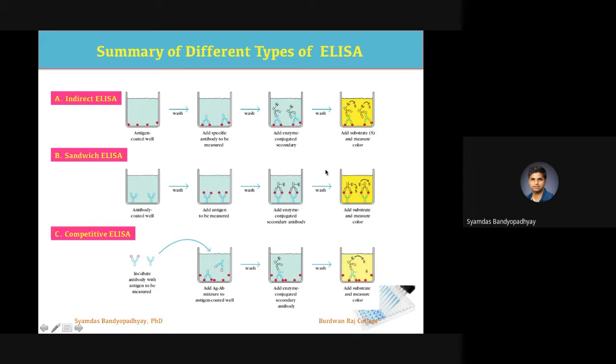This enzyme will convert the substrate into a specific product, and you can now measure the intensity of this product, and then you have an idea about how much antigen was present in the sample. And finally, the competitive ELISA.